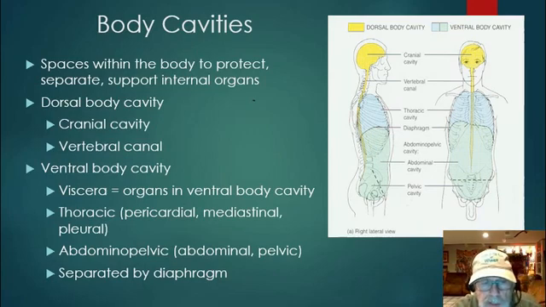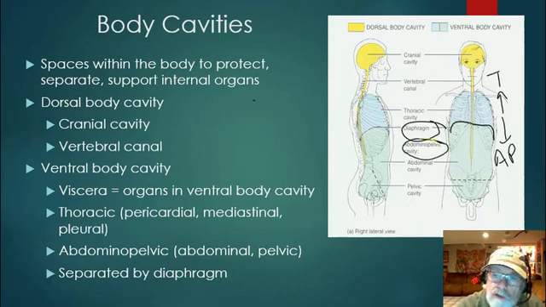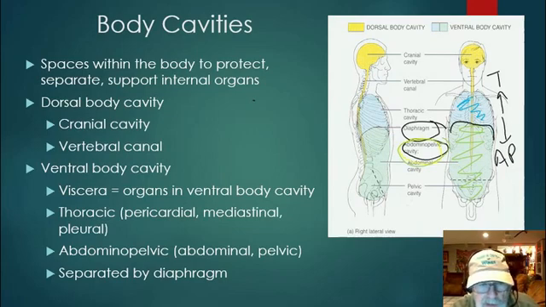Okay. The ventral body cavity is divided into two main cavities. And it's divided by this little thing that we see right here, which is called the diaphragm. The diaphragm separates the thoracic cavity on the top from the abdominal pelvic cavity on the bottom. So here's my abdominal pelvic cavity, which is the green, and my thoracic cavity is the blue up in here, and it's separated by the diaphragm, and that's the ventral body cavity.